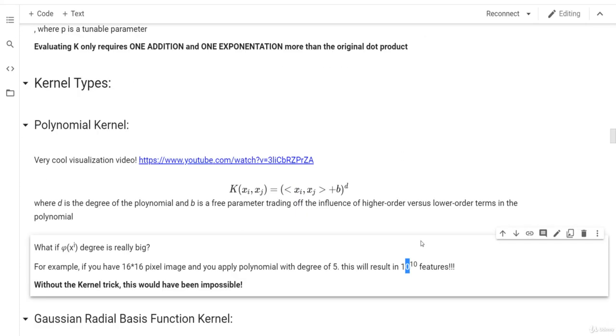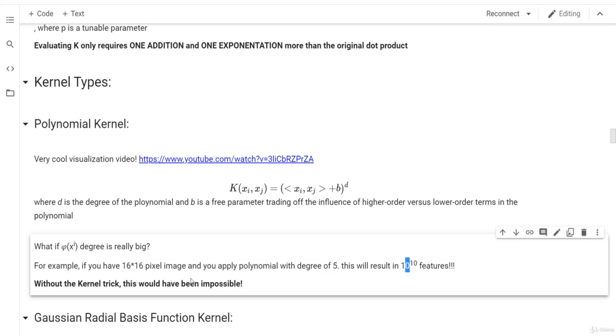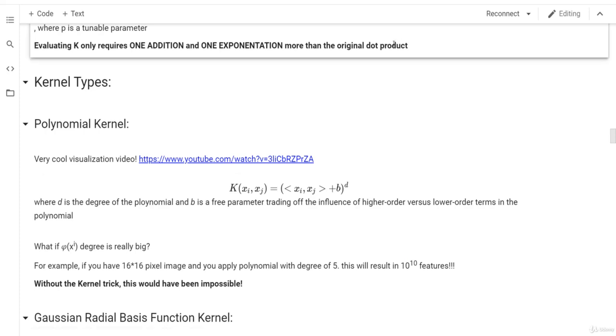It's impossible to do so, so we need the kernel trick. Using the kernel trick, we are not actually transforming the data into the higher dimensional space. We are just calculating what the output value, or the final value, would be if we did so. So this is the trick.